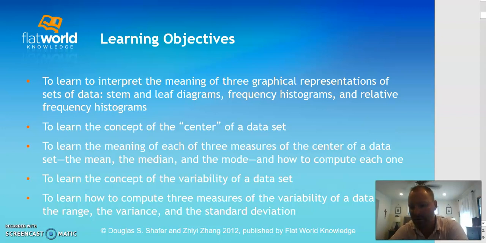A lot of what you're going to see in Chapter 2, you would have already seen, whether it be in an Algebra 1 or an Algebra 2 course. But we're going to do a review of it, just kind of a deep dive, to make sure that you understand these basics. These basics we're going to refer back to over and over and over again throughout this course.